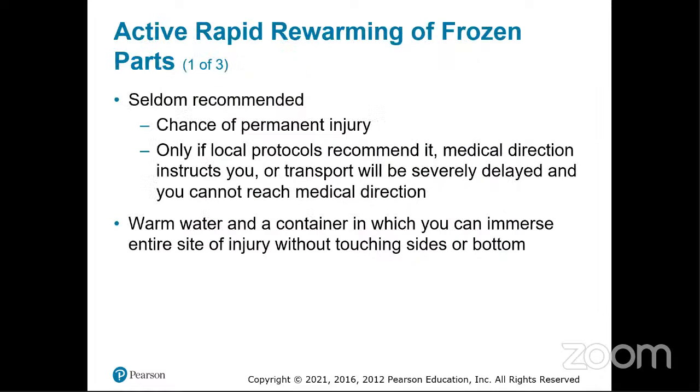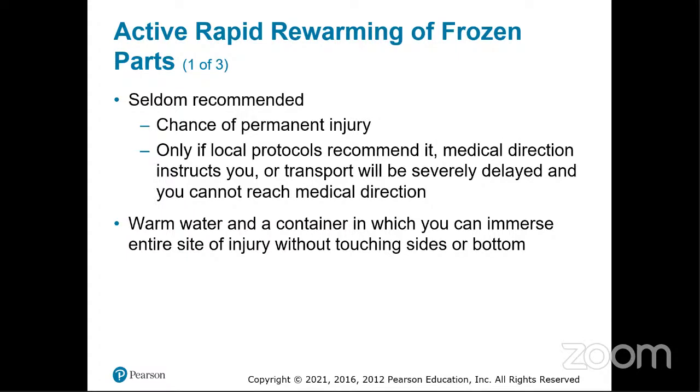So actively rewarming frozen parts is seldom recommended. Our protocols don't allow for it, because there's a chance of permanent injury, or if medical direction instructs you, and transport will be severely delayed and you can't reach medical direction.